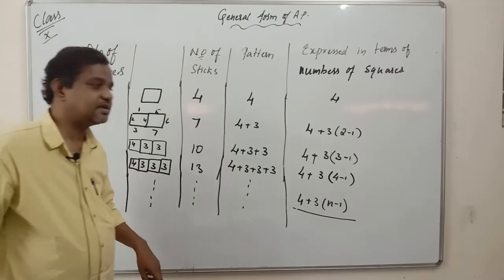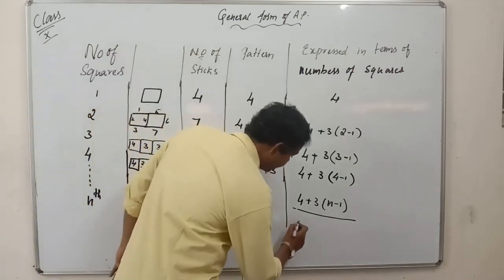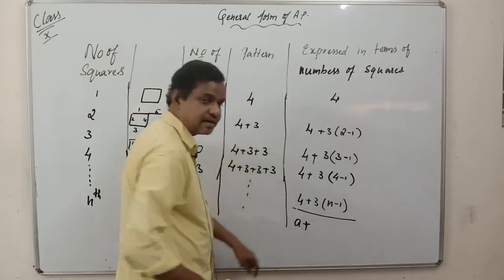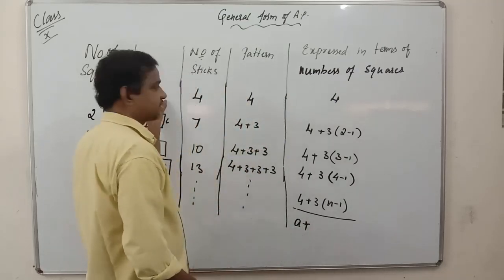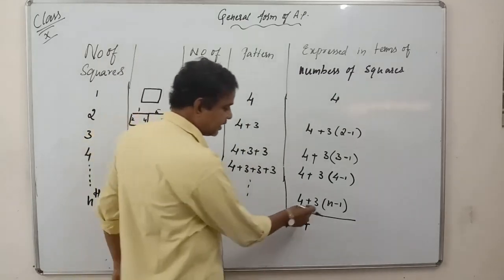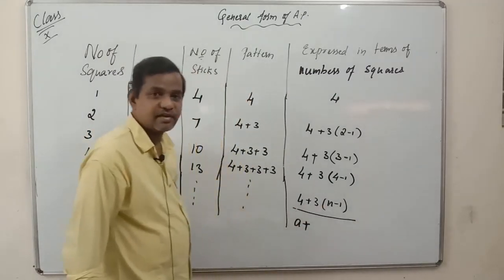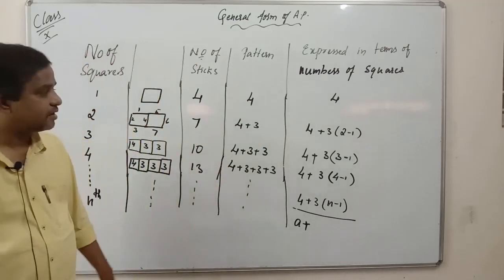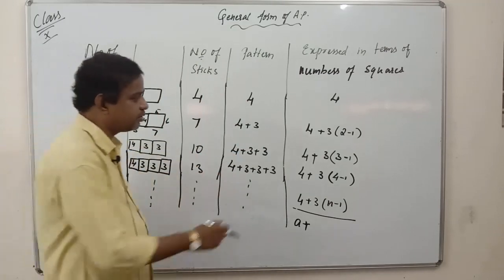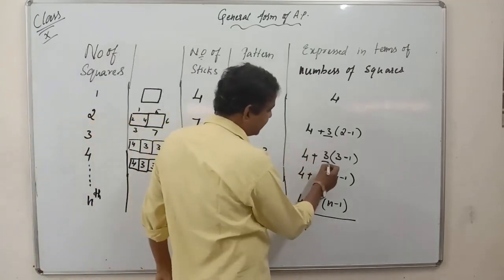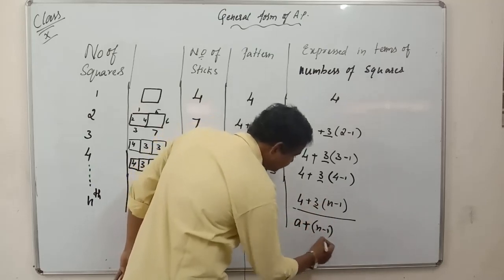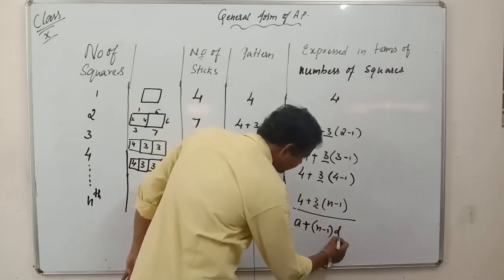So 4 can be represented as the first term in the sequence. Generally we use the letter A for the first term, because 4 is the first term here. A plus 3, and 3 is what? The common difference here. Observe that the common difference is always 3 here: 3, 3, 3, 3. It goes on increasing. Whatever you do here, you will get 3 here, 3 here, 3 here. Instead of n plus 1, I will write n minus 1. Instead of 3, I will write D.